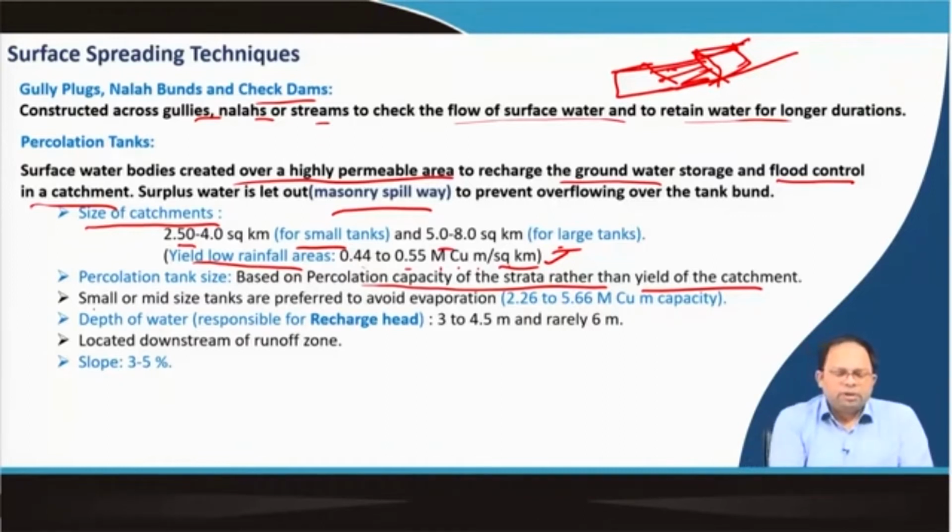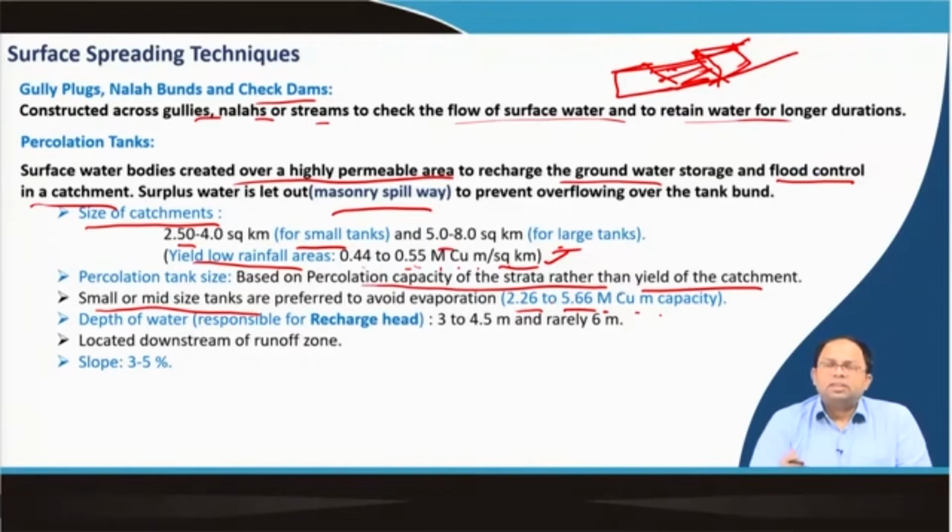So usually we go for smaller and mid-sized tanks, because in smaller and mid-sized tanks the evaporation rate is lower, and the size of these tanks is around 2.26 to 5.66 million cubic meter. So if 0.55 million cubic meter is per square kilometer, then you can understand that 2.26 will probably have 5 square kilometers of yield of rainfall.